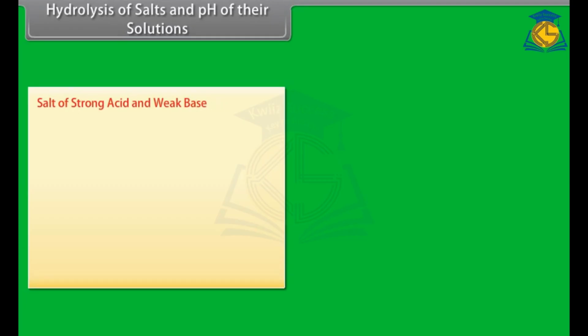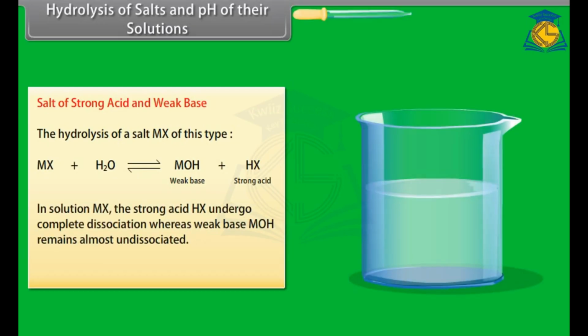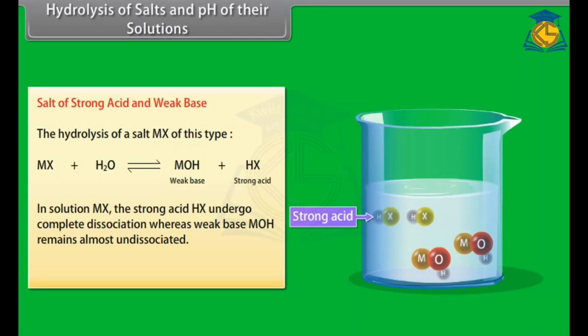Salt of a strong acid and a weak base. The hydrolysis of a salt MX of this type: in solution, the strong acid HX undergoes complete dissociation, whereas the weak base MOH remains almost undissociated. The pH of a solution of this type is less than 7.